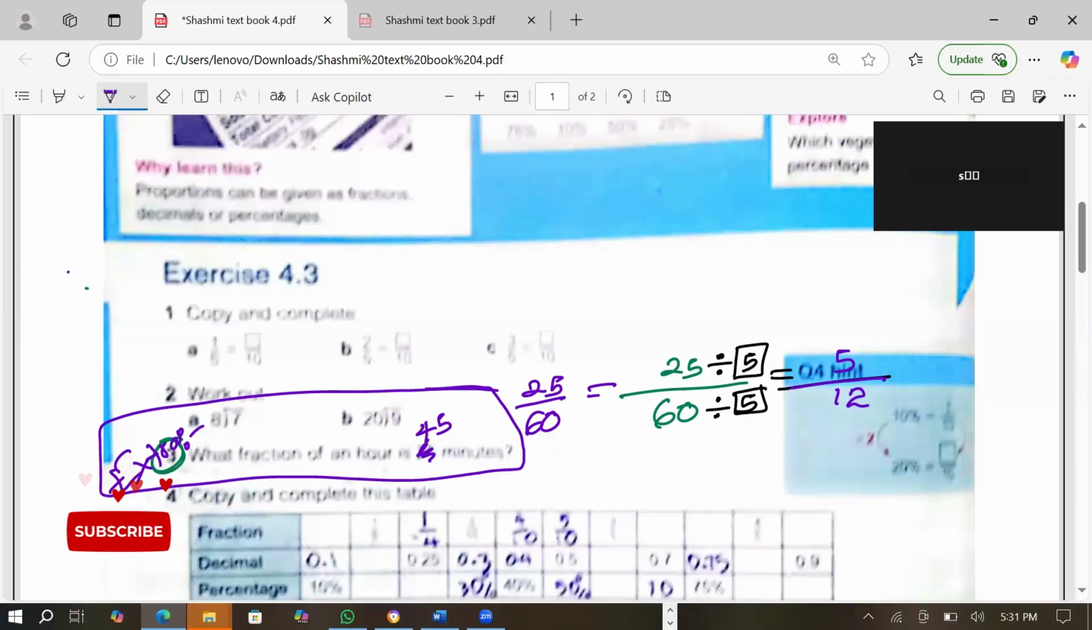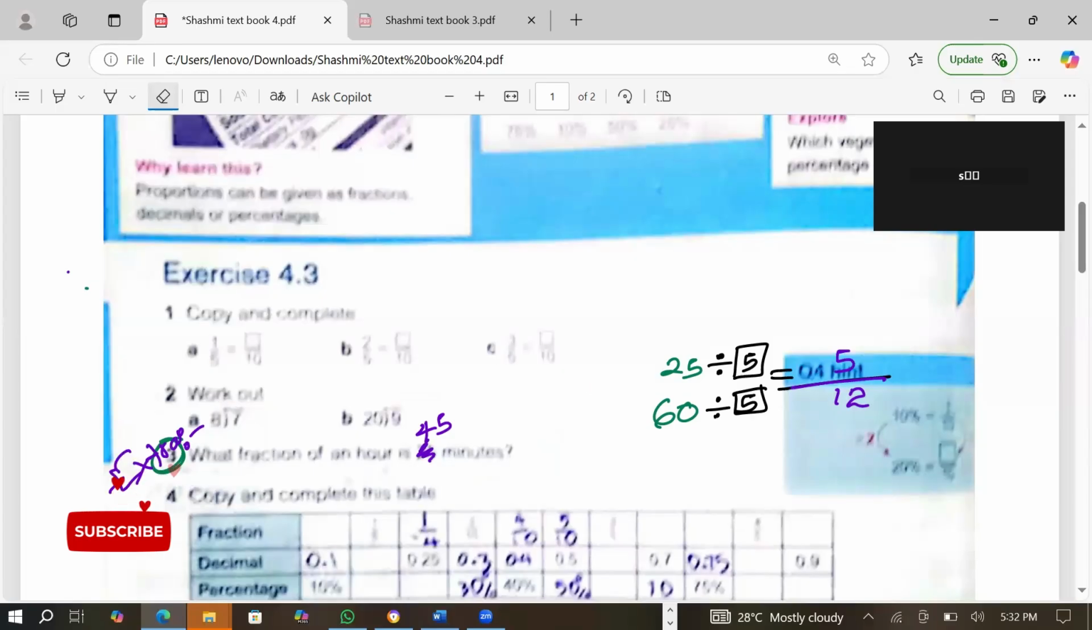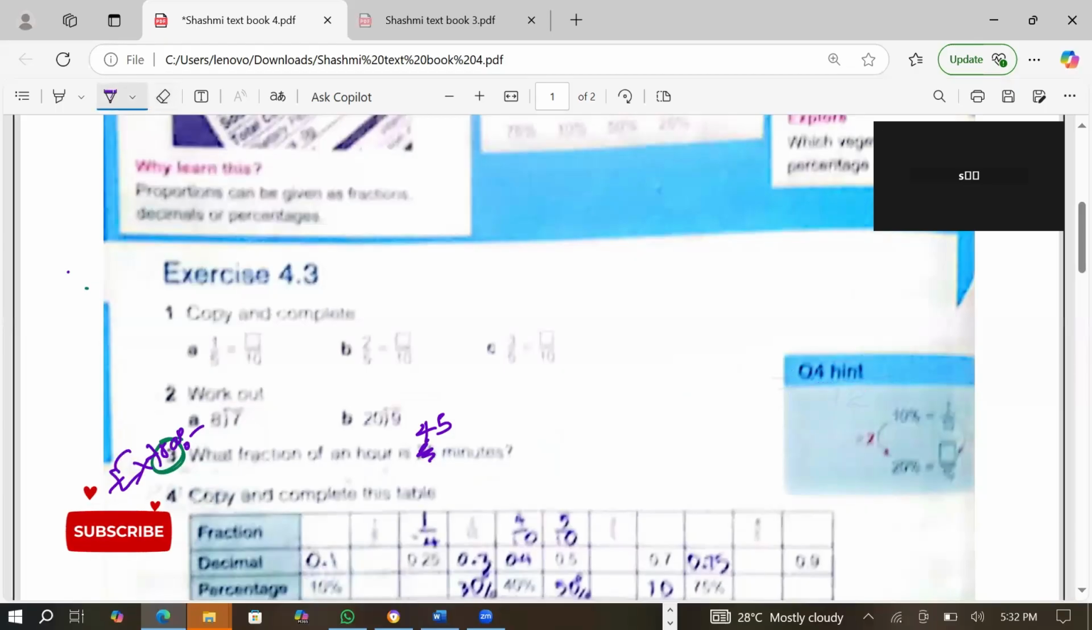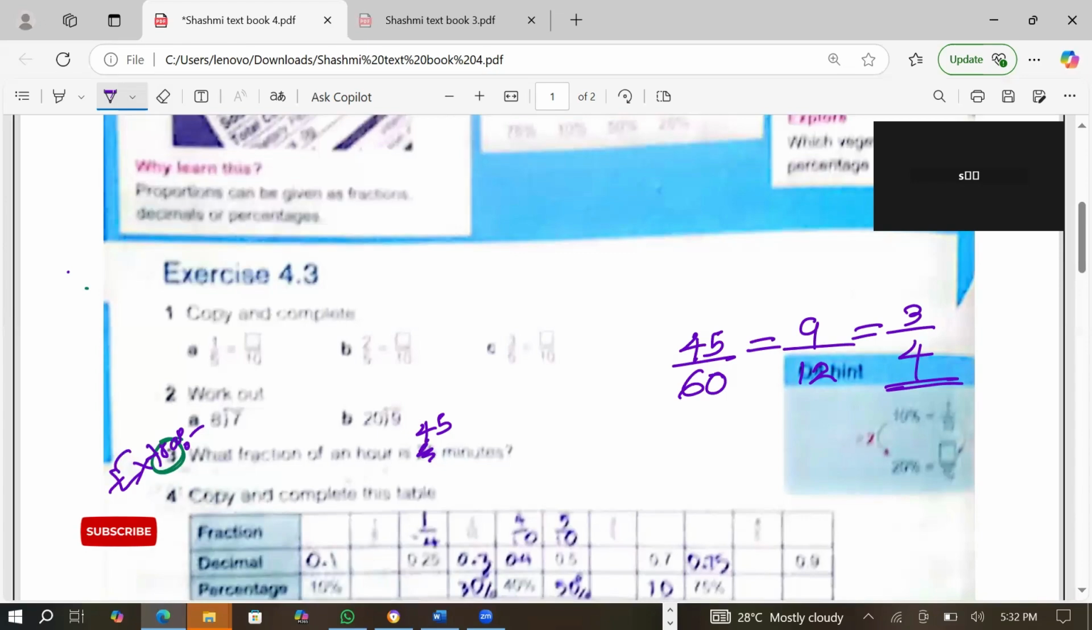Okay, what is the answer? 9 over 12. Very good. 9 over 12. Can't we simplify that further? Yes. Try. By 3. So 45 over 60. Then divide by 5. 9 over 12. Then by 3, 3 over 4, right? Isn't that so? Yes. Okay, write this down.